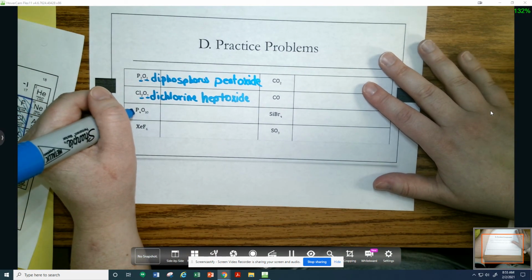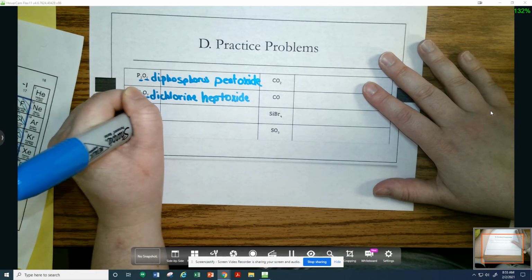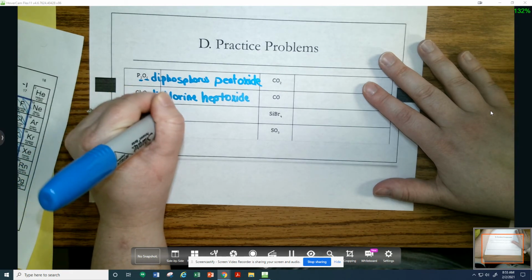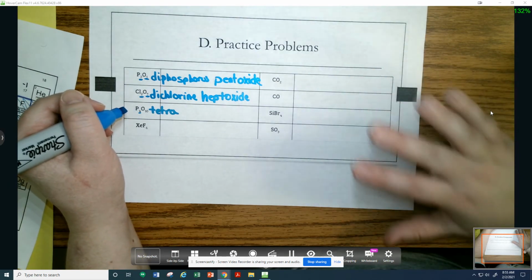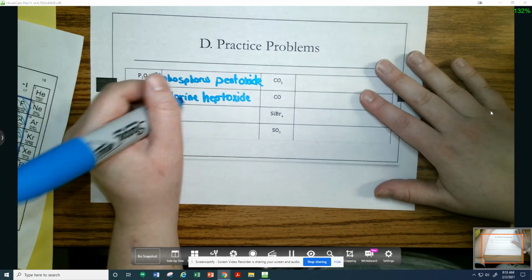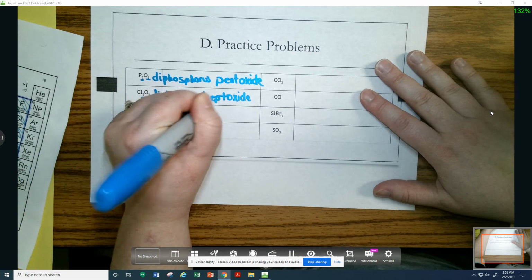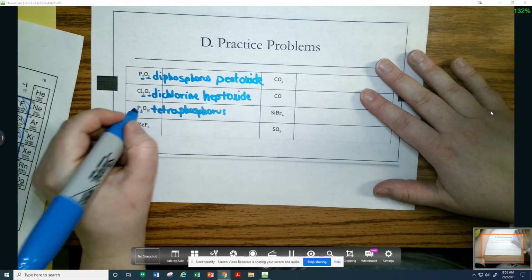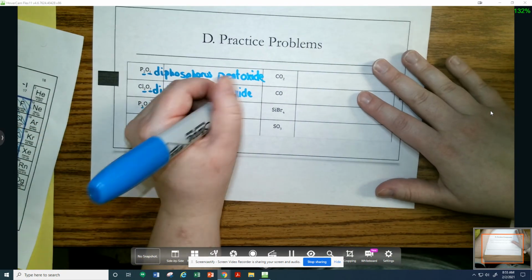So here we have a subscript of 4. The prefix for 4 is tetra. We can keep the A in this example because our element is going to start with a consonant, so phosphorus. So tetraphosphorus. And then we have 10, so deca, and same thing, so it becomes decoxide.